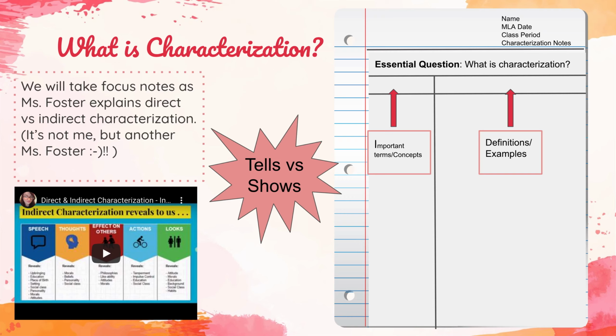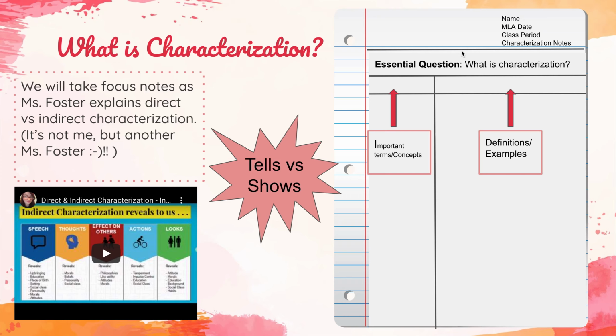Here is your essential question. What is characterization? You're going to take 2-column focus notes. The left side of the focus notes is for important terms and concepts. So in the tiny box at the top, write important terms/concepts. On the right hand side, I want you to write definitions/examples. As you watch the video, pause to write down important terms and concepts. And then on the right hand side, you will write down definitions of those important terms and record examples.